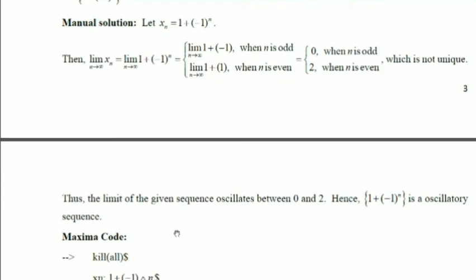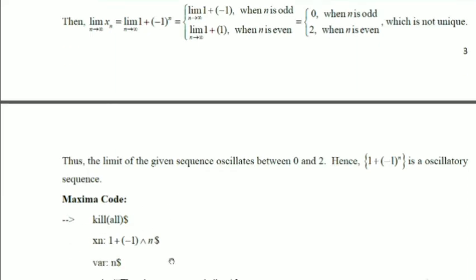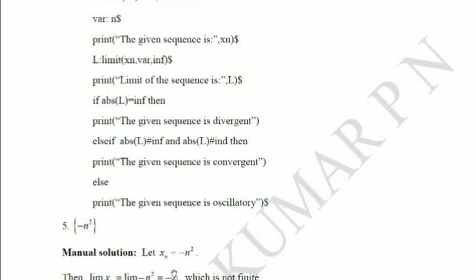For this also, writing the program, that is the Maxima code, is the same. 1 plus (-1)^n, and the remaining things are the same. Then see the next one.